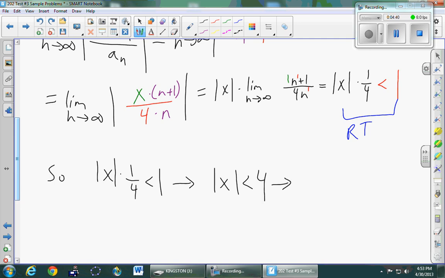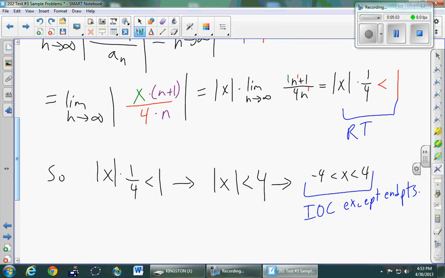And then if absolute value of x is less than 4, it means that x is trapped between two numbers, -4 and +4. So this right here is the interval of convergence, except possibly for the endpoints, which we need to check separately. So the final interval of convergence may or may not include -4 and may or may not include 4, but that's all that we have left to do.